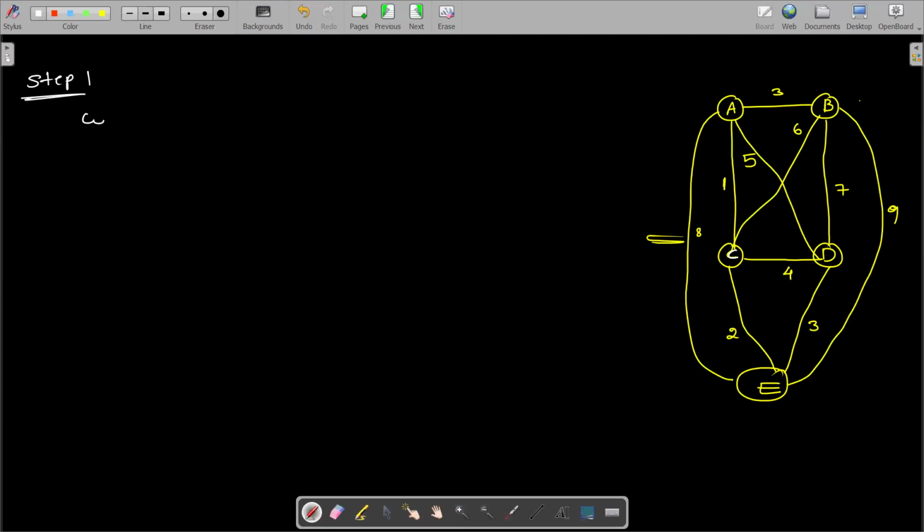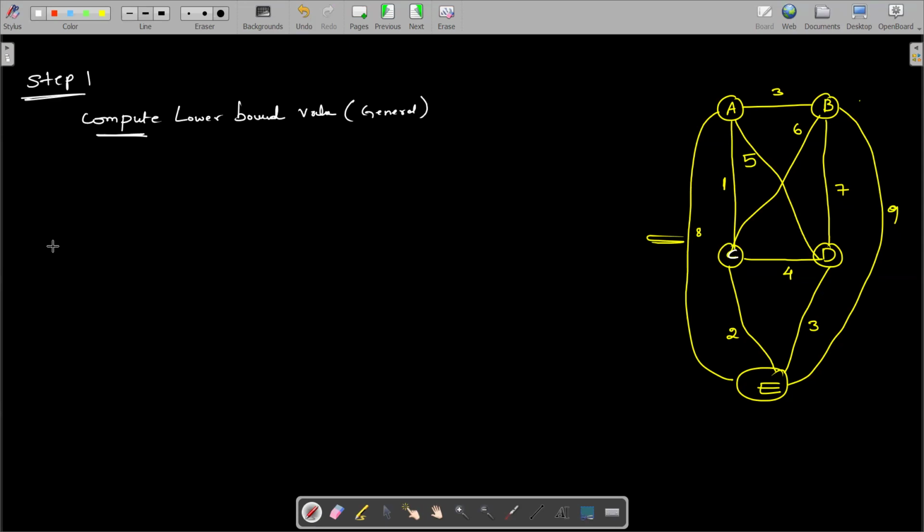Please write this: compute lower bound value for the given graph. We will call it the general lower bound for this given graph. So we have to find the lower bound first. After that, we're going to construct a state space tree. Now let's see this one.